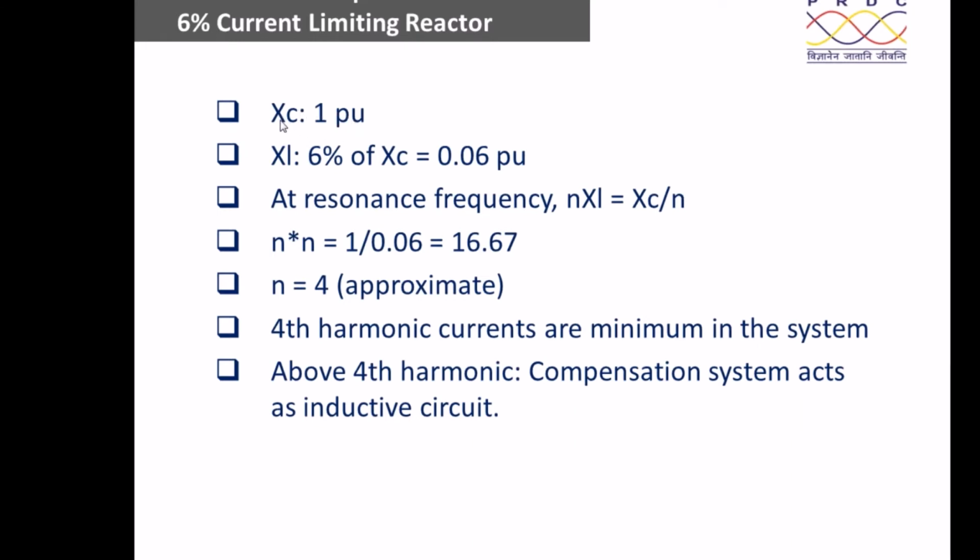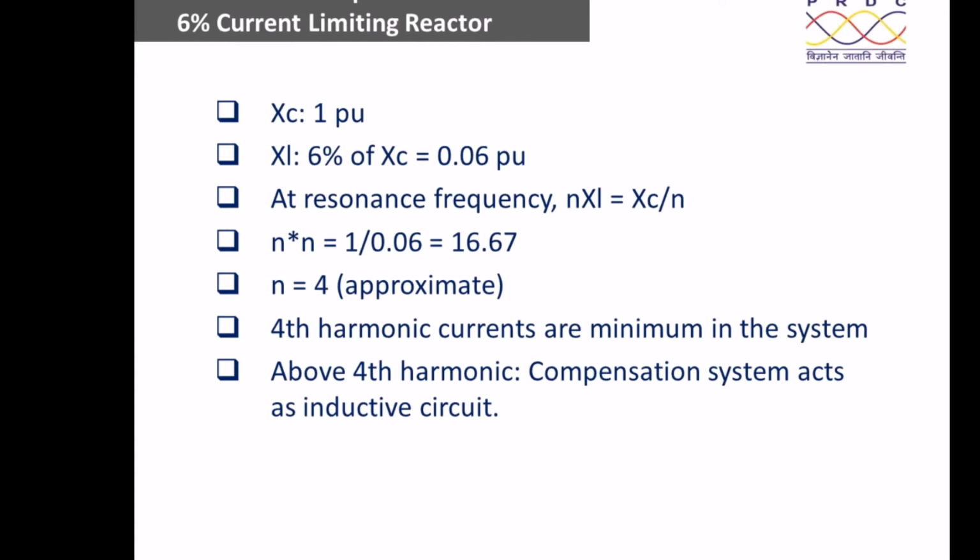It is a 5 MVAr on its own base. Xc is 1 per unit. XL is 6% of Xc, that is 0.06 per unit. At resonance frequency, N times XL becomes Xc by N. Therefore, N square corresponds to 1 by 0.06, that is 16.67. Therefore, the square root of that is approximately 4. What it means is, 4th harmonic currents are minimum in the system.